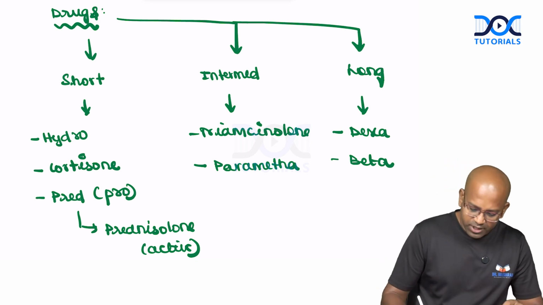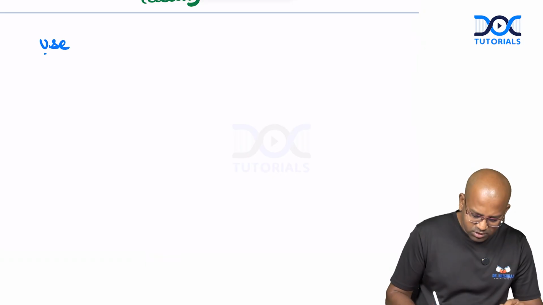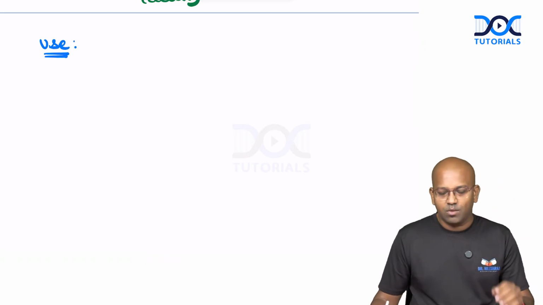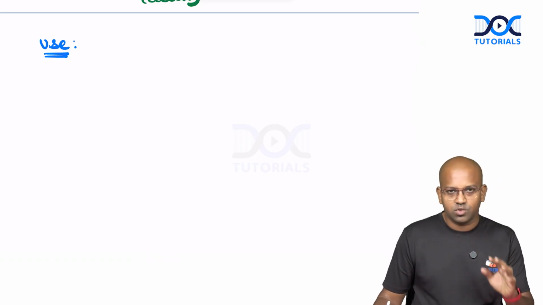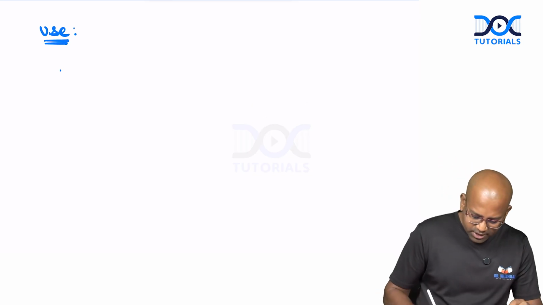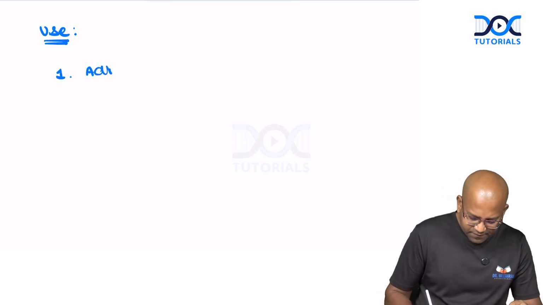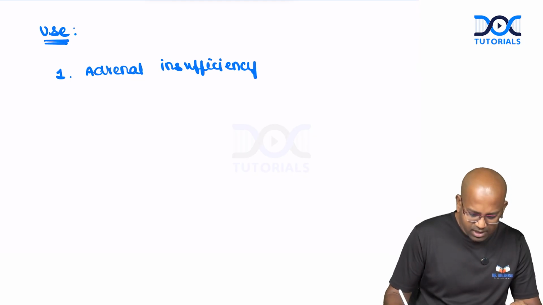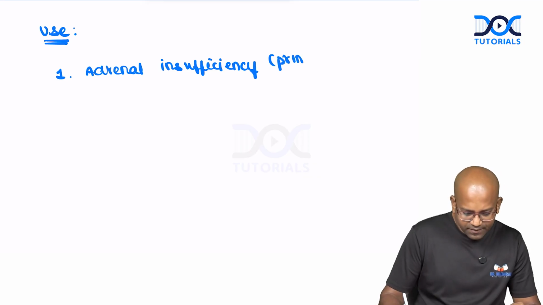For which conditions do we use these molecules? Of course, multiple different uses are there. I will try to give you a mnemonic to remember the uses also. First of all, it is used in adrenal insufficiency. Of course, because when the adrenal gland is not functioning properly, that is primary adrenal insufficiency.